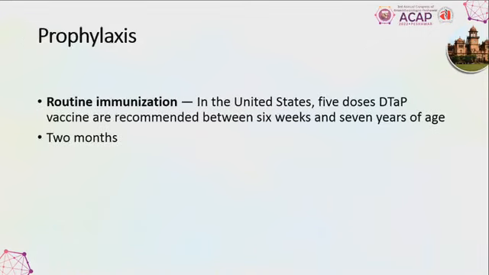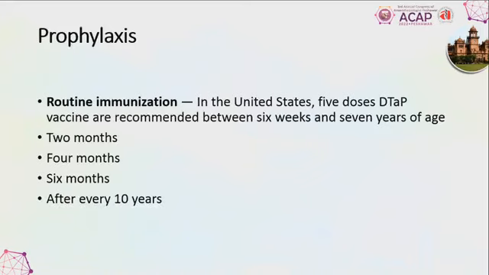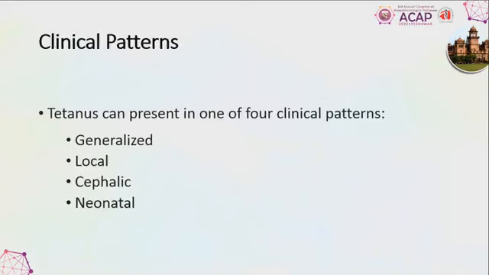So in prophylaxis, what is done is immunization. After delivery, there are three sets of immunization with DPT at 2 months, 4 months, and 6 months, and then after every 10 years. It should be lifelong, after every 10 years.